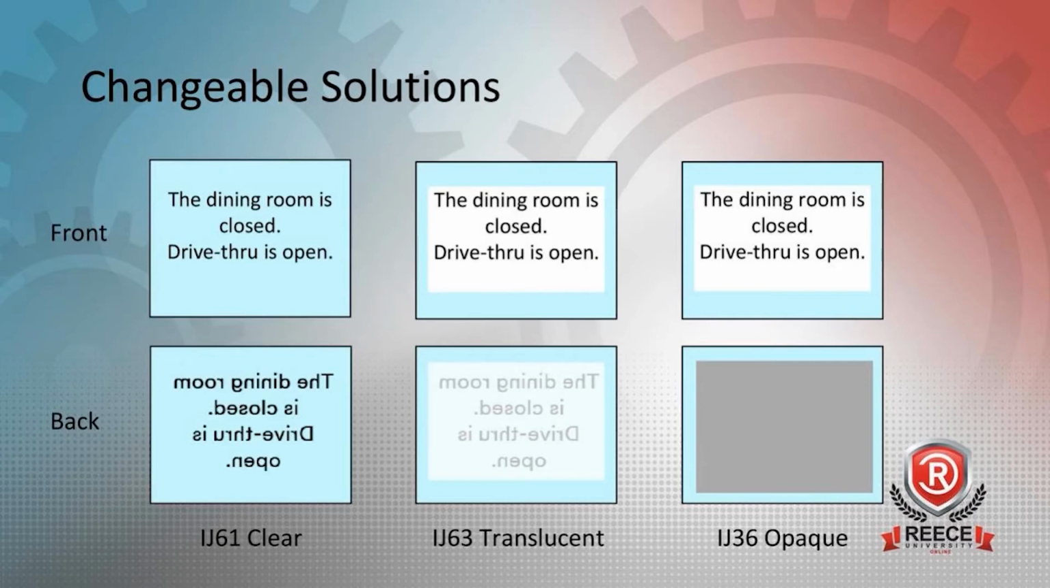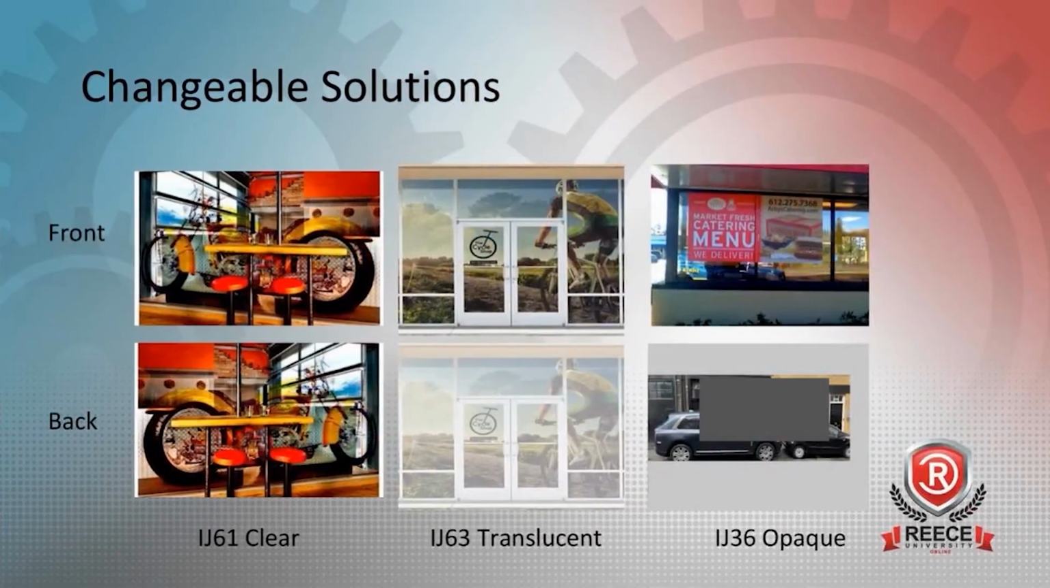You'll be able to see that clear through. And then the translucent on down at the bottom in the middle, you're going to see it's going to have a little bit of a hazy look on the back side. And then the IJ36 opaque is an opaque back with the print on the first side. And then we'll show you examples here.